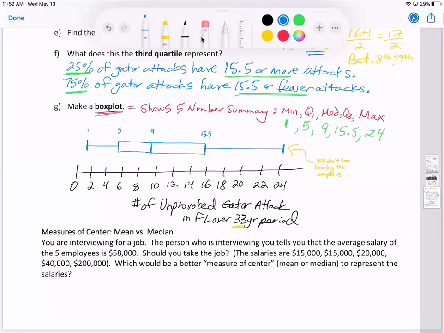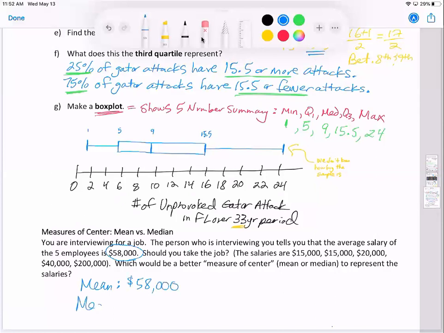Which would be a better measure of center, the mean, which is the average, or the median to represent the salaries? So the reason I wanted to show you this is a really common and important use of measures of center, and really important for you to know, especially when you're taking jobs and looking at newscasts about different statistics and government and politics and things like that. So this number is the mean, 58,000.